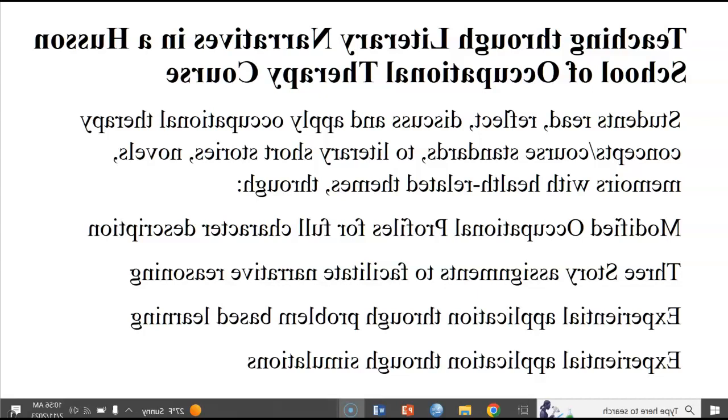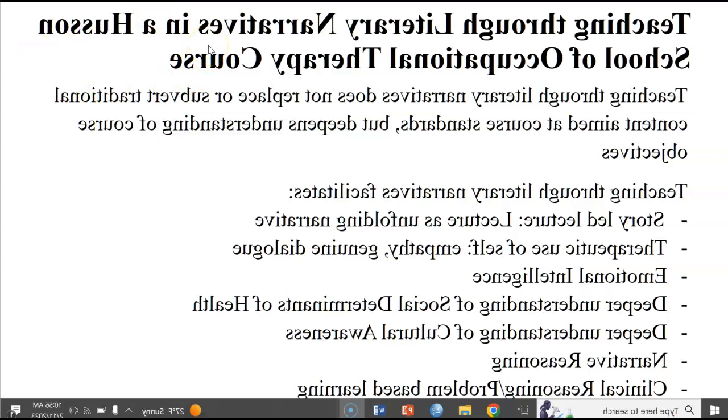Experiential applications, problem-based learning. Very traditional problem-based learning. You do that with problem-based learning: list the problems, measures, interventions, goals. We do that with stories. And we apply it to simulations. They're applying these concepts to patient actors and all that sort of stuff.